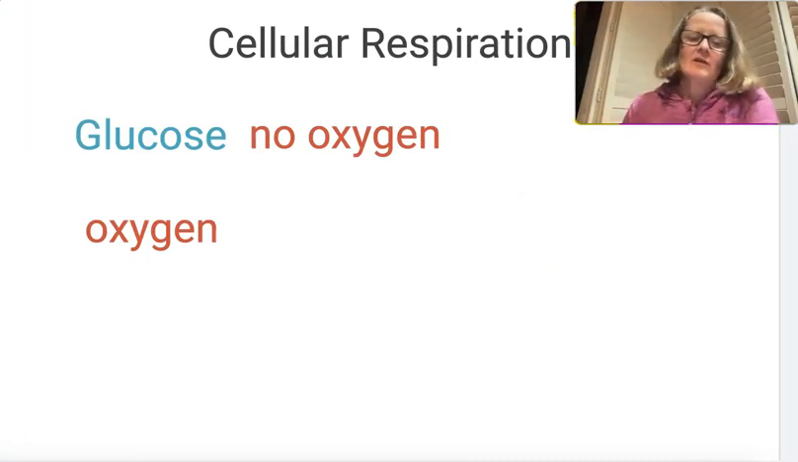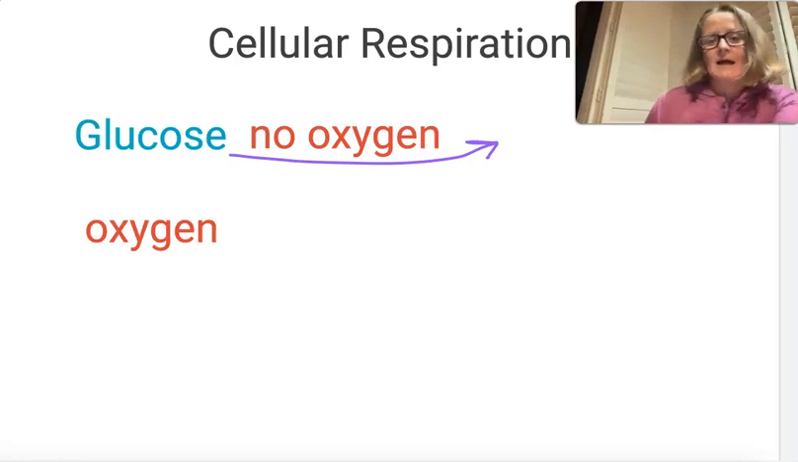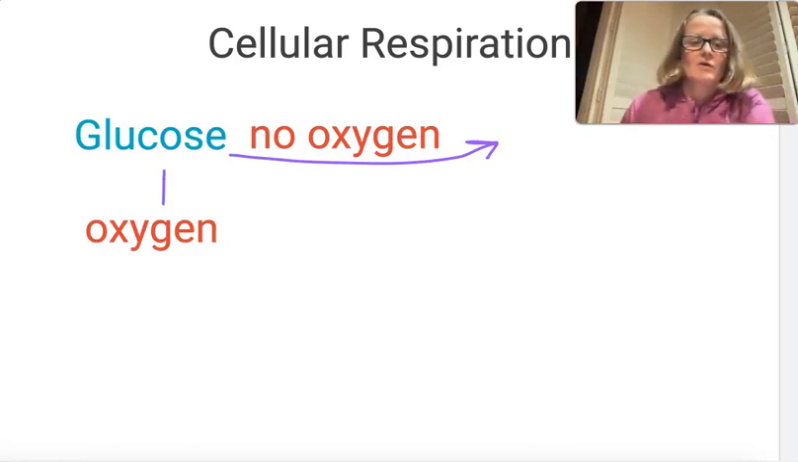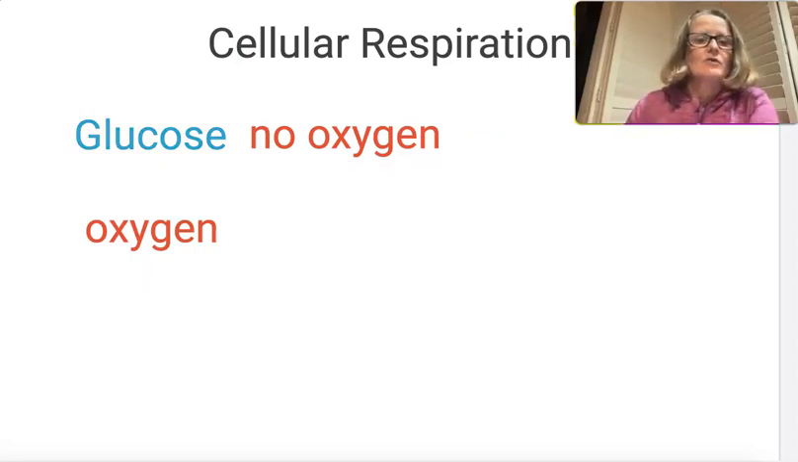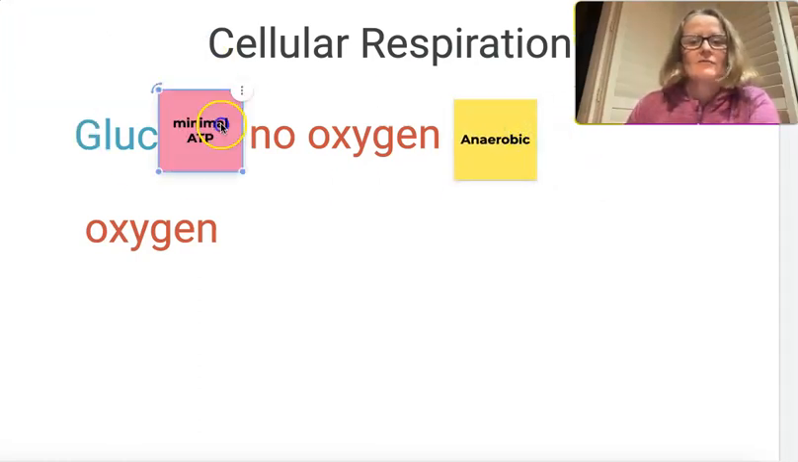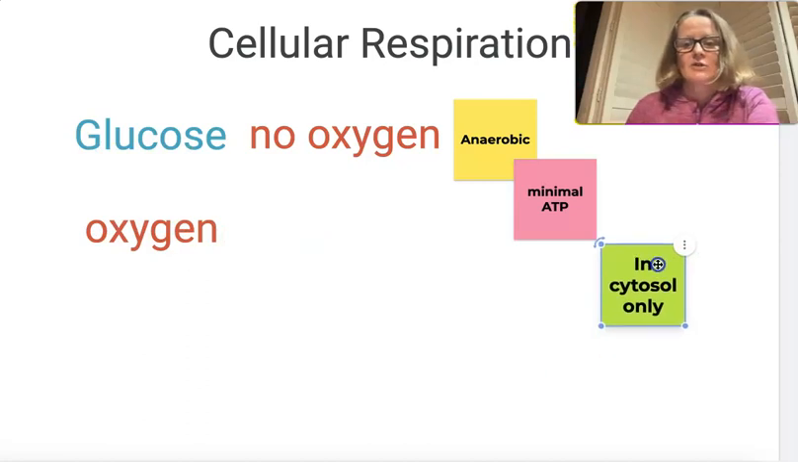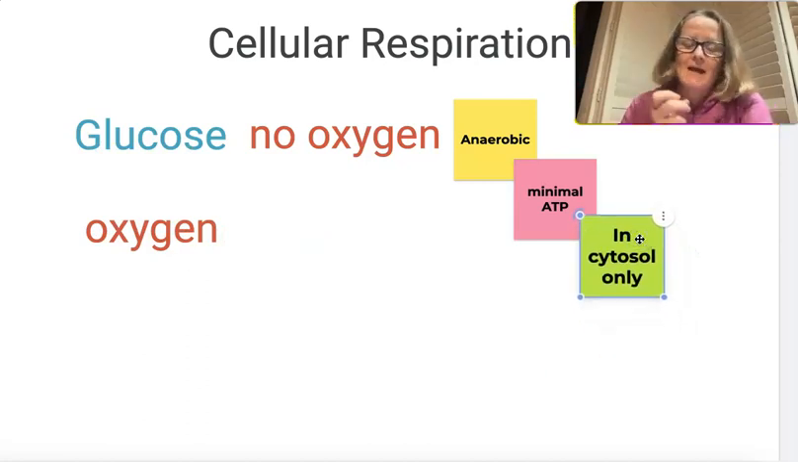So if we think about cellular respiration, there are actually 2 pathways. We can have a pathway with no oxygen, so we could take the glucose and react it without oxygen, or we can do a pathway with oxygen. Without oxygen, it's called anaerobic respiration. So we've got anaerobic respiration. We get a very minimal amount of ATP produced when we do anaerobic respiration. It happens only in the cytoplasm, outside of the organelles, so actually in the cytosol itself.